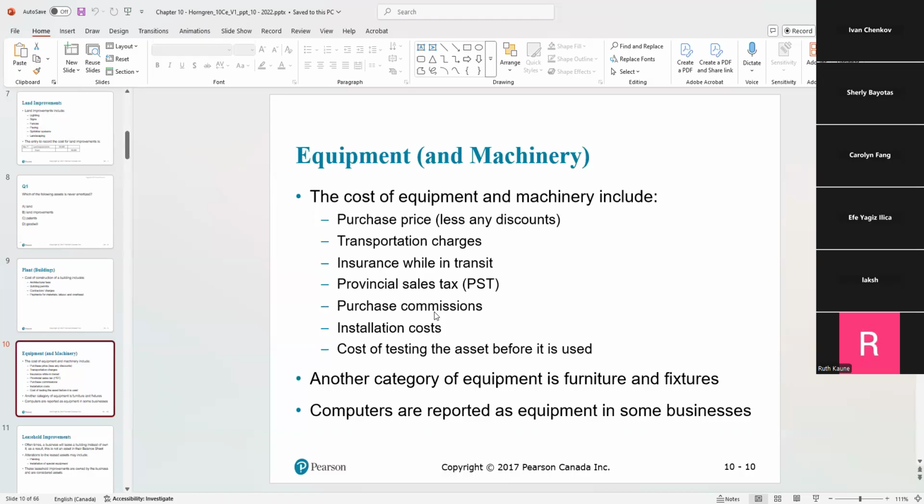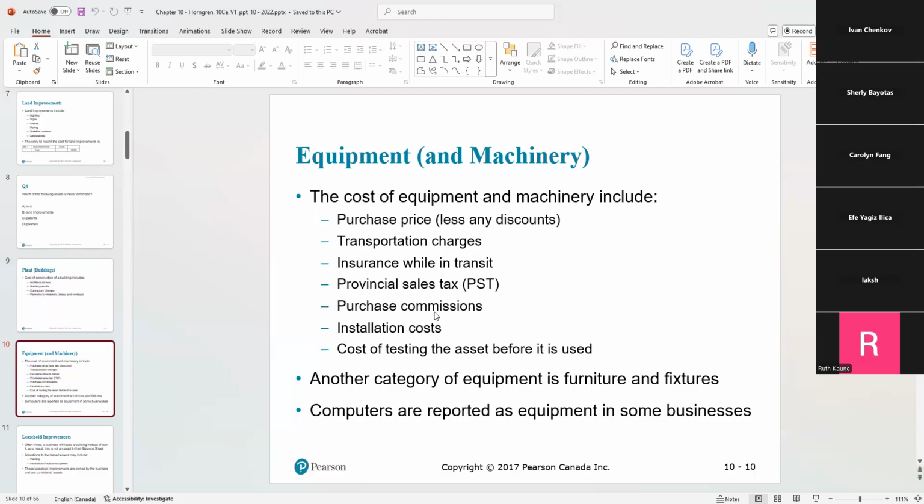Provincial taxes. Why provincial taxes? Because with provincial taxes, the government's not going to give you back. We're going to see next time about the GST, but for the GST you can claim an input tax credit. For the provincial taxes, you cannot claim anything. You just have to pay it. So that's non-refundable taxes.